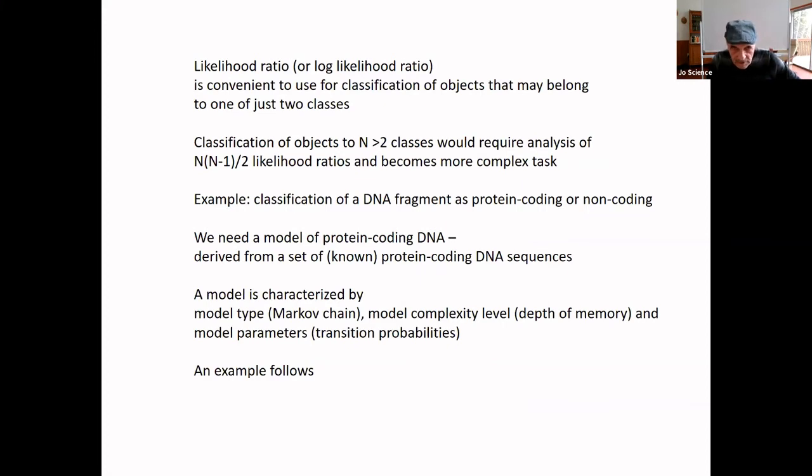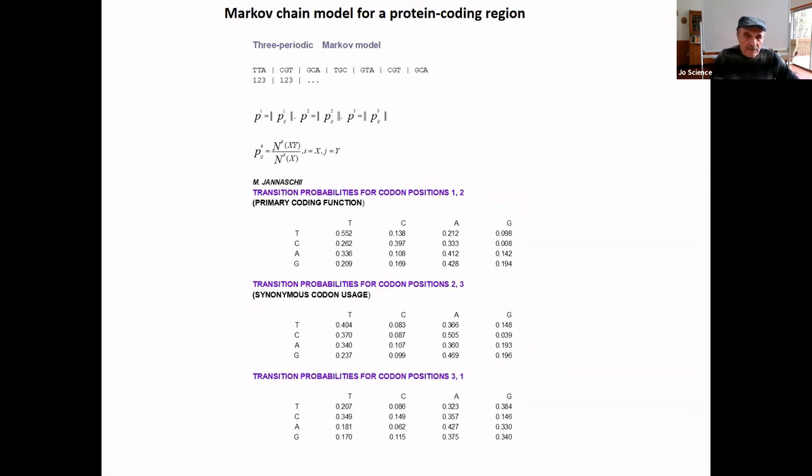I will skip this slide and tell you that I can use these positional patterns to define a Markov chain model, but this Markov chain model will be non-uniform. It will be three periodic. Instead of one matrix with 16 parameters, it will have three matrices, 16 parameters each.